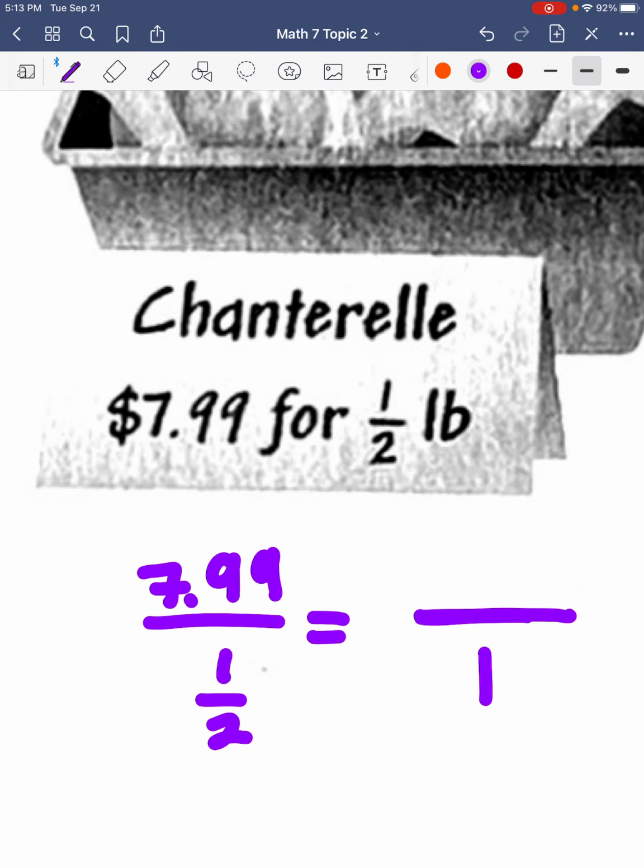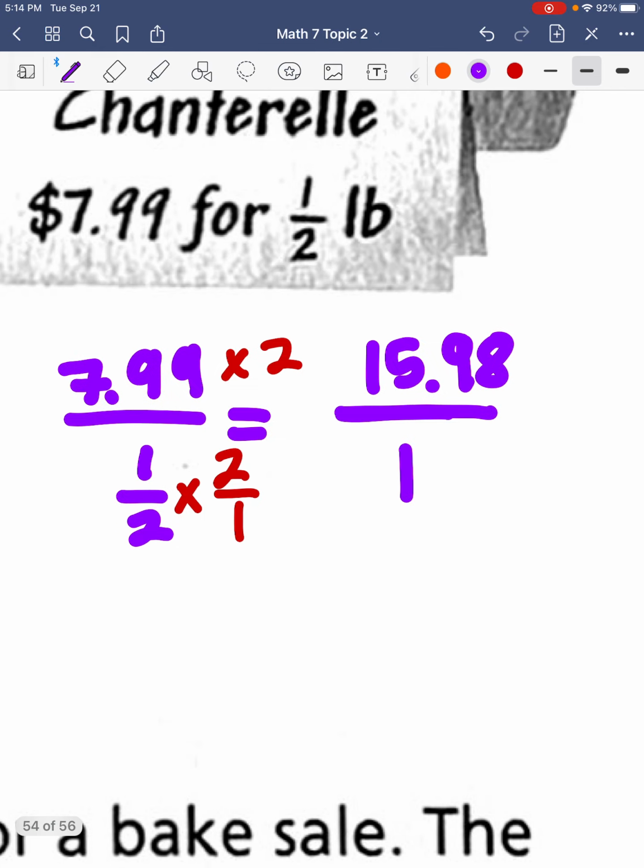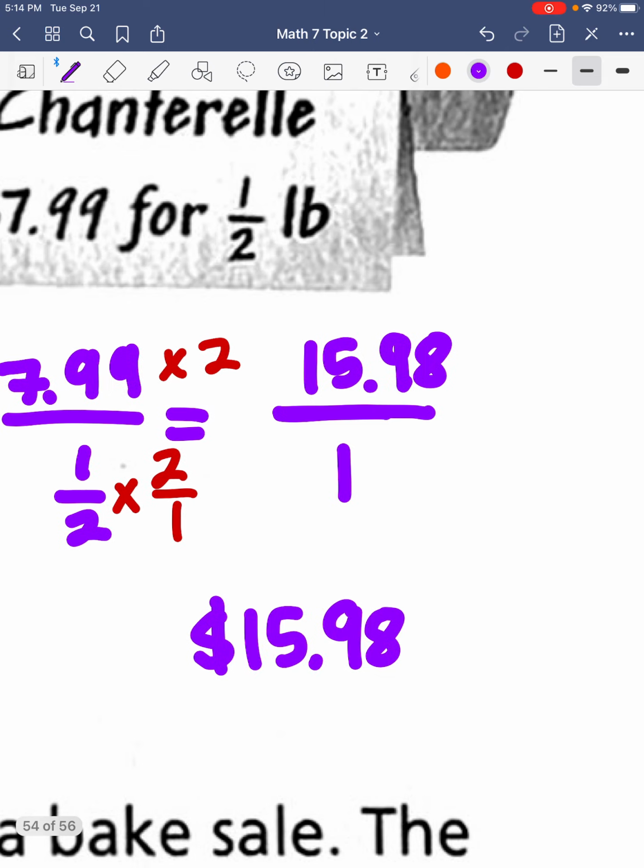Okay, well, how am I going from 1/2 to 1? What am I doing here? I'm going to multiply by the reciprocal. So I'm multiplying by 2 over 1, or simply just 2, right? So I multiply by 2. And when I put $7.99 times 2 into my calculator, I get 15.98. So the chanterelle mushrooms cost $15.98 per pound.